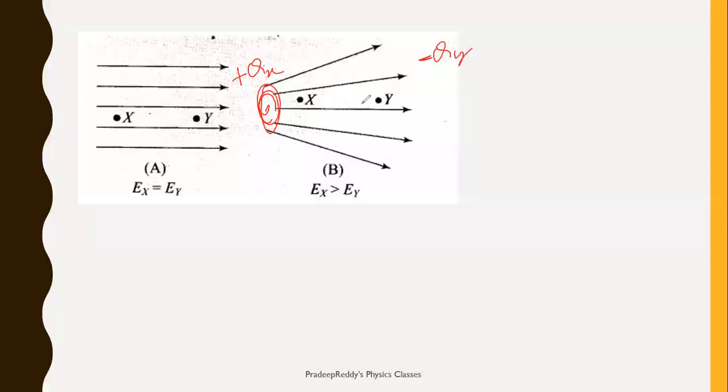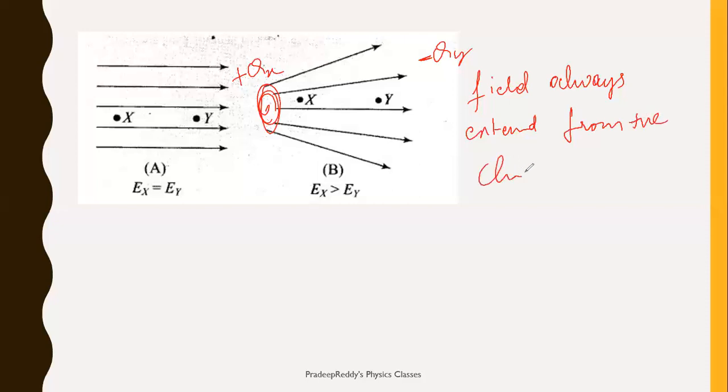So when you are considering field lines, you can give the sign of that particular charge using the field lines, because field always extends from positive charge. So here it should be a positive charge, and from the positive charge it extends outward. Therefore here it should be a negative charge, right? Hope this concept is clear.